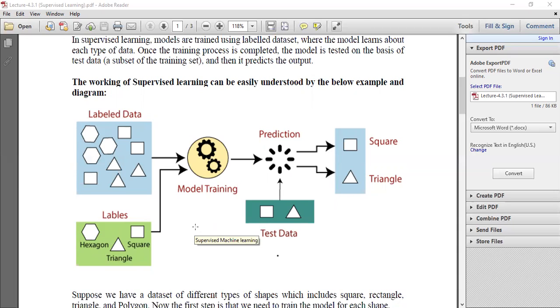Then you test your model by giving it test data. Suppose you have given two images, a square and a triangle. If your model gives the output square and triangle, then it is a correct model. Otherwise, something is wrong in your model. So if you give a square image and a triangle image and it gives square and triangle, it shows that your model is working perfectly.